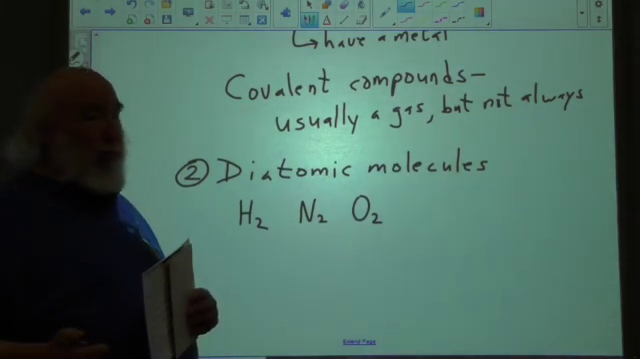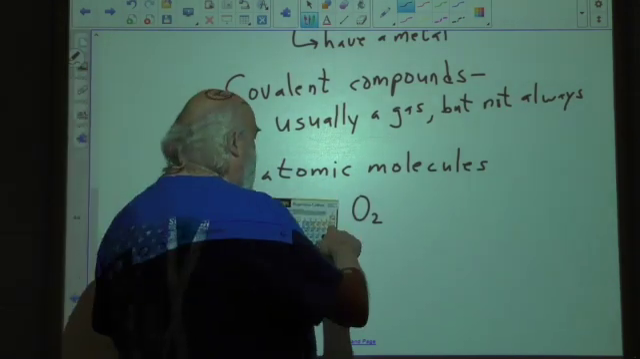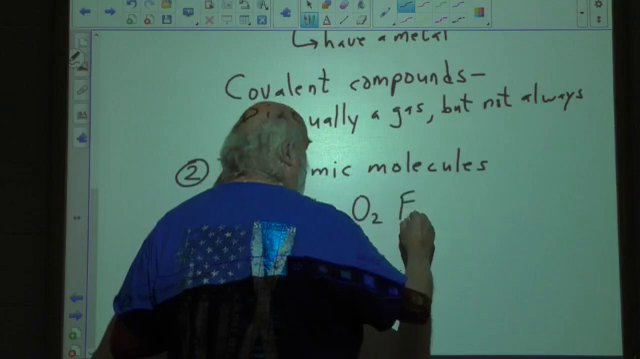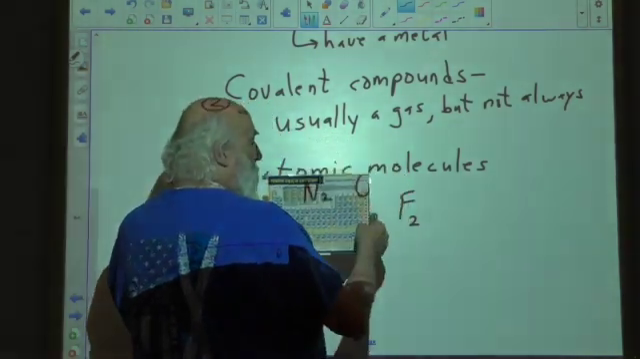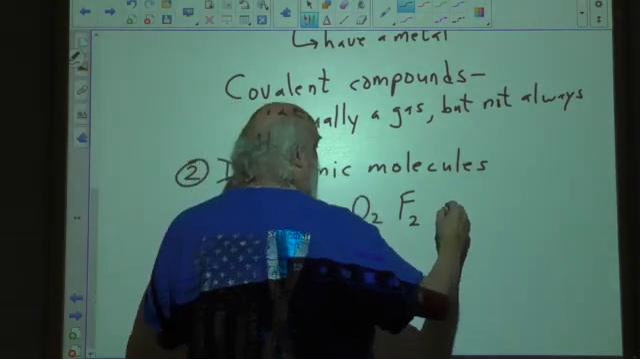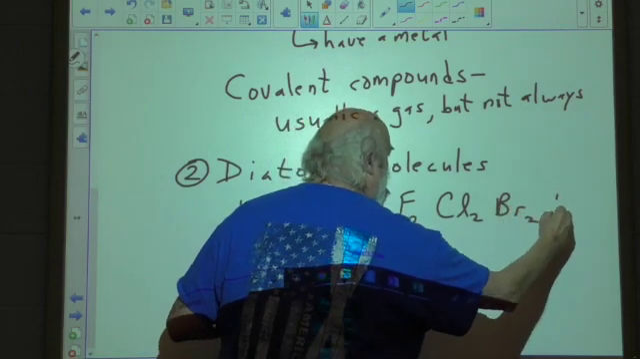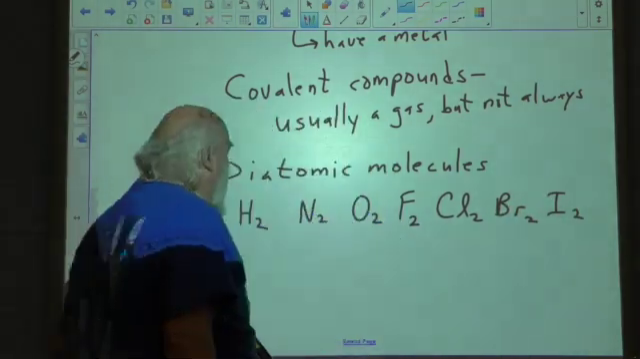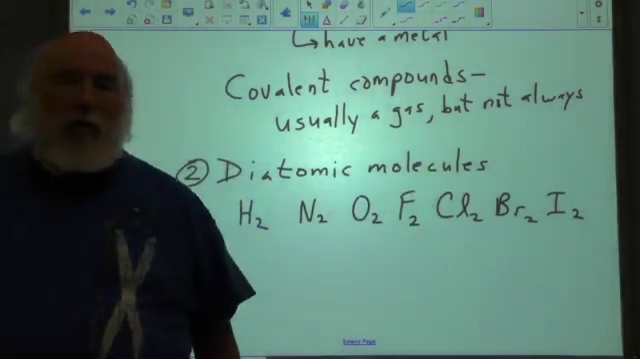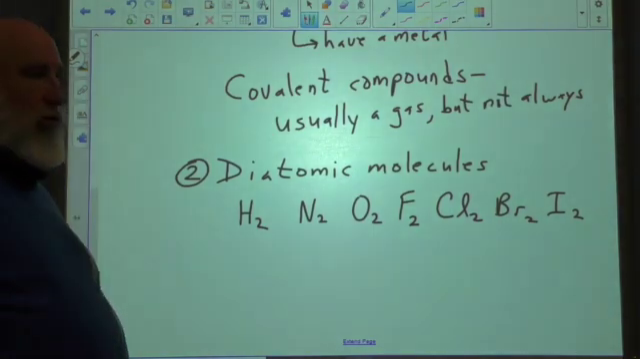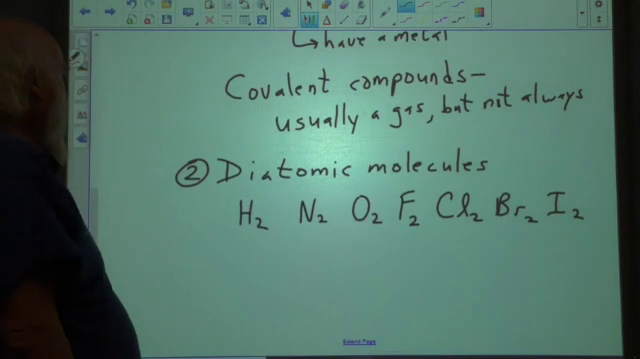But there are such things as 1 atom per molecule, or even 3 atoms per molecule. That's called ozone. That's a pollutant in industrial areas. Next one is fluorine. In fact, all of the halogens here are diatomic. We don't care about astatine, but we will put down the others. Chlorine, bromine, and iodine. So we have 1, 2, 3, 4, 5, 6, 7 diatomic molecules that could potentially be involved in these equations. Okay?